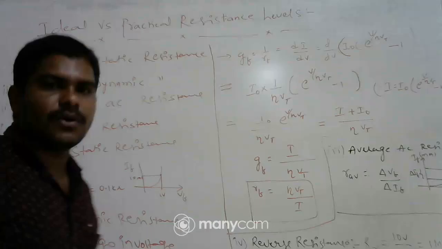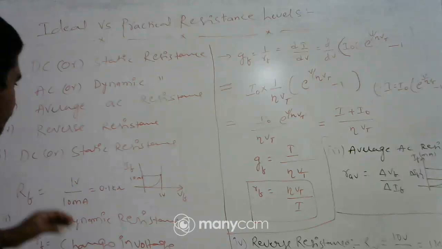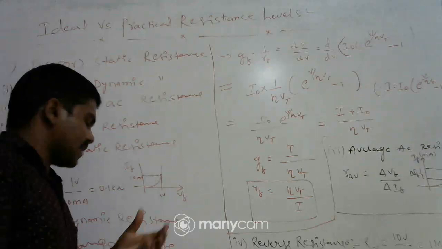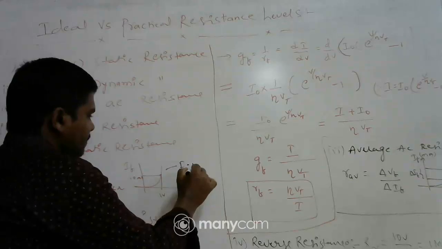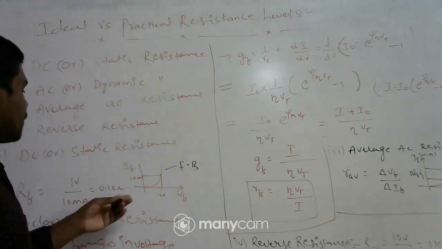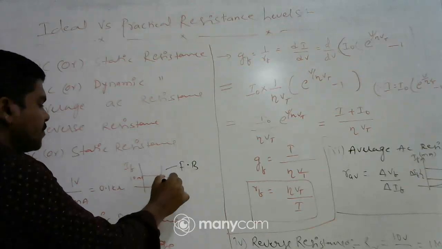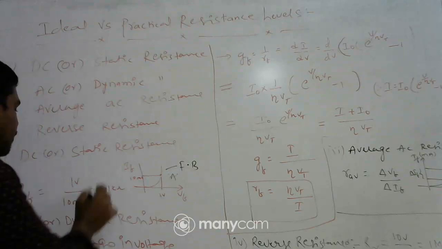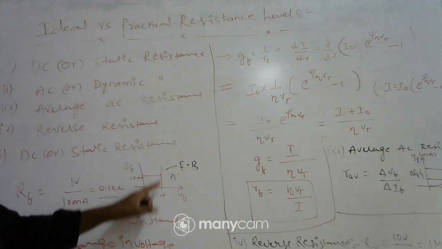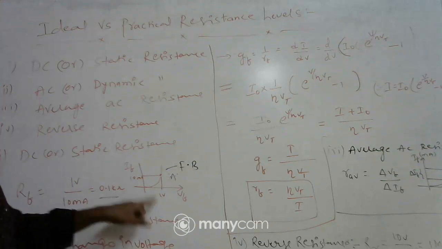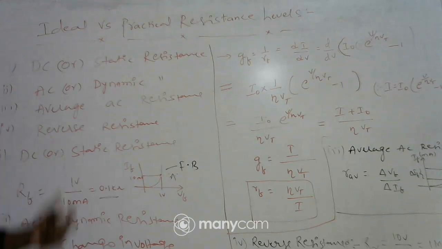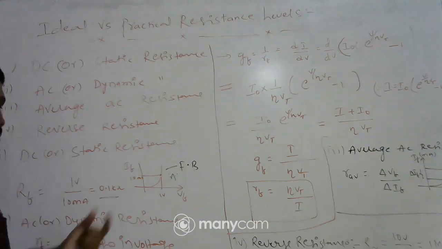Now here, DC resistance. This is the forward bias characteristics, and from this we can calculate the resistance. Let us assume this is point A. At point A, let us assume the voltage is 1 volt and the current is 10 milliamps, so the resistance is 1 kilo ohm. So you can calculate the DC direct resistance.